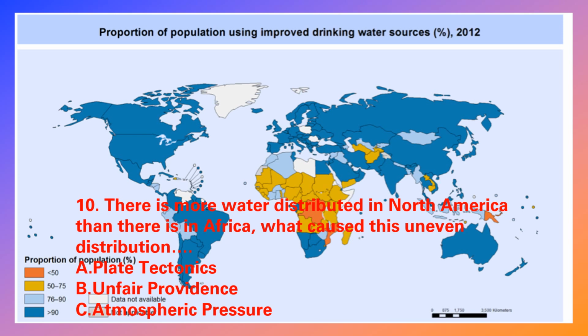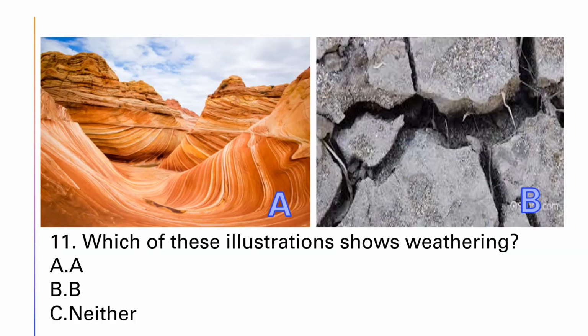Number 11. Which of these illustrations shows weathering? A, B, or C, neither?